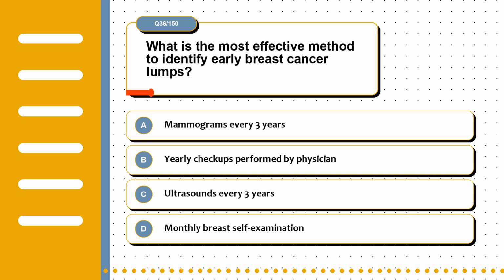Question 36. What is the most effective method to identify early breast cancer lumps? Here are the options. Option A. Mammograms every 3 years. Option B. Yearly checkups performed by physician. Option C. Ultrasounds every 3 years. Option D. Monthly breast self-examination.